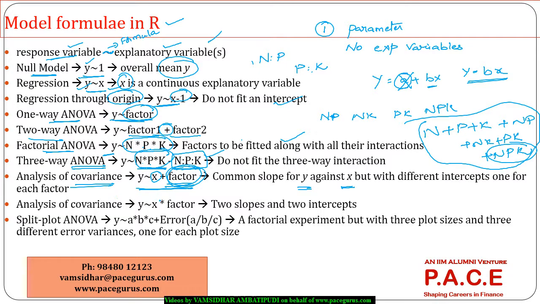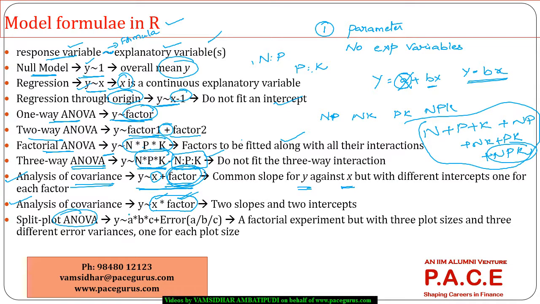Similarly, if you are talking about analysis of covariance where I have x multiplied by factor, if I put multiplication here rather than plus, both the slopes and the intercepts will be different for all the factors. So in analysis of covariance, I can do two things. One, I can keep the slopes constant and make the intercepts differ across the various factors. Or in some cases, I can have both the intercepts as well as slopes differing across the factors. So you have to be clear, based on the objective, which appropriate model to fit.